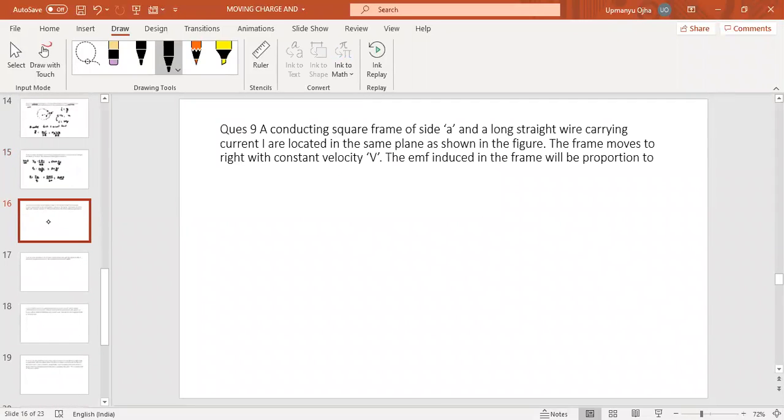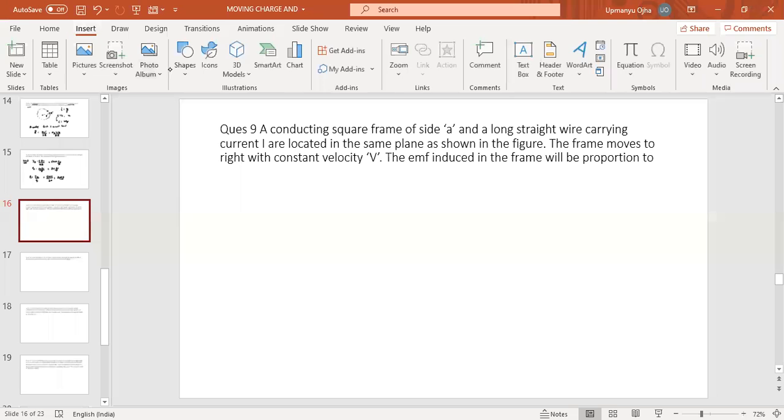Now the next problem. A conducting square frame of side A and a long wire carrying current I are located on the same plane as shown in the figure. The frame moves to the right with a velocity v. The EMF induced in the frame will be proportional to.